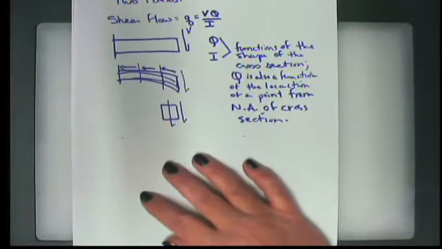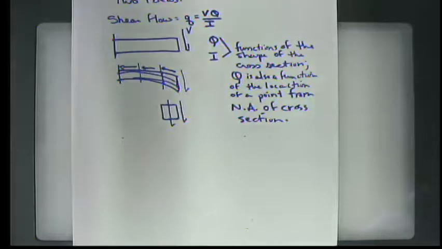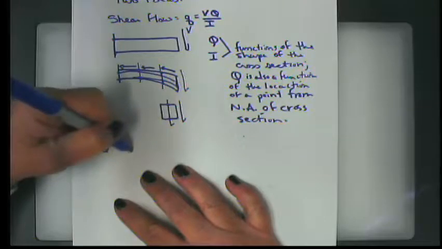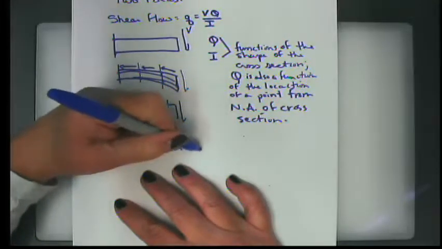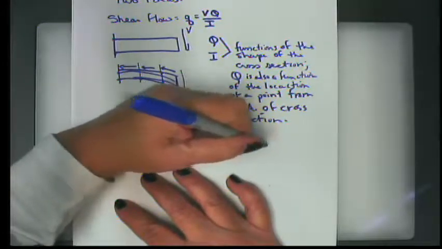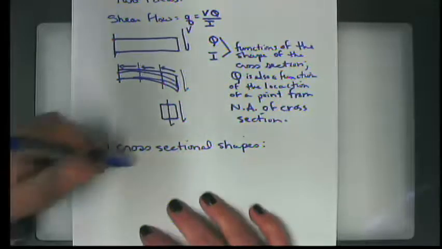So the first thing I want to do in order to concentrate our discussion is that we're only going to look at two cross-sectional shapes. You have to learn these shapes, and this is what your homework will be on and what your test will be on. And if you are working in an industry where you have to do this, you're going to have to go back and find Q and I for more shapes than we are going to be talking about.